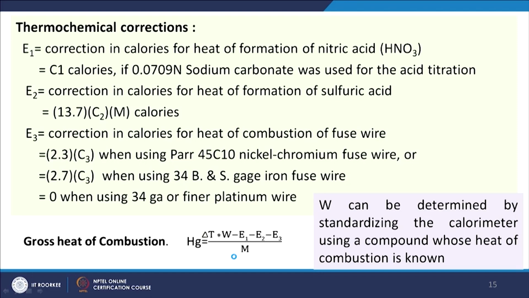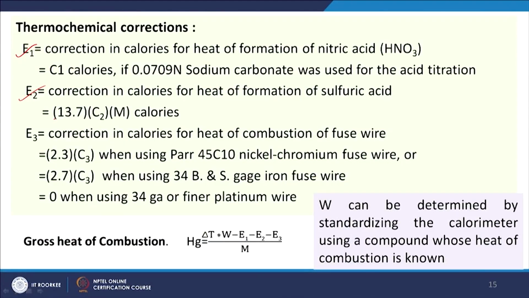So, how can we calculate E1, E2 and E3? E1 is nothing but dependent on the C1 value. What is C1? That is the milliliter of alkali solution used to get the titer value of the wall wash of the bomb. And then E2 we can calculate by this formula: 13.7 into C2 into M. C2 is the percentage concentration of sulfur in the sample and M is the amount of sample I have taken in gram, and E3 is measured through different equations for different types of fused wire used.